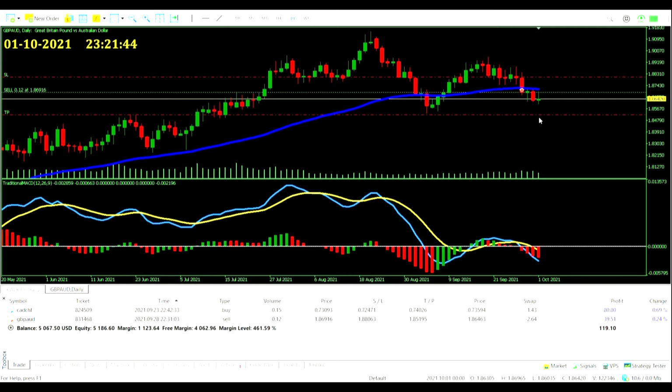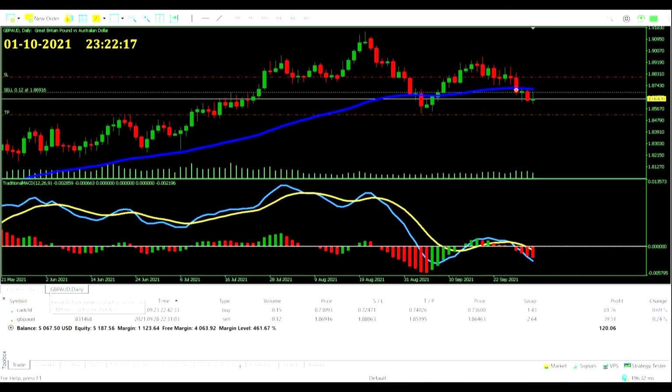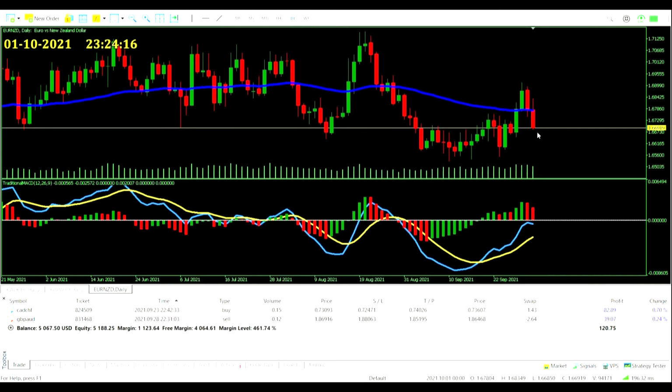On our other chart, the Great British Pound Australian dollar, not much movement on this one at all by the end of the day. It did come back up against us, but now, here it is, still in profit, $39 thereabouts. The indicators are still in our favour on both charts, so we'll just have a look at the other ones. Euro New Zealand dollar coming down here, might see a crossover eventually.